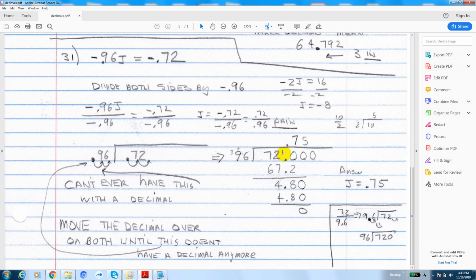Then you have to do the long division. Okay, so you just put the dot there for 72, and you start doing the long division. 7 times 96 is 672. You write this, you do the math, and you get this done. Okay, and then you get the answer is 0.75.